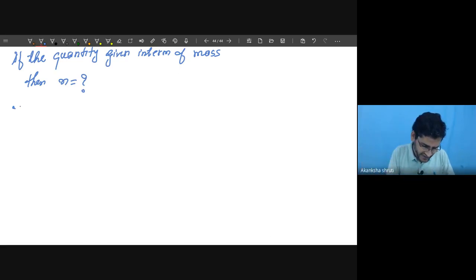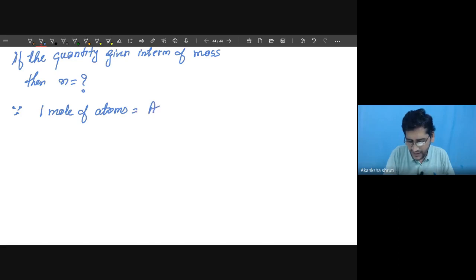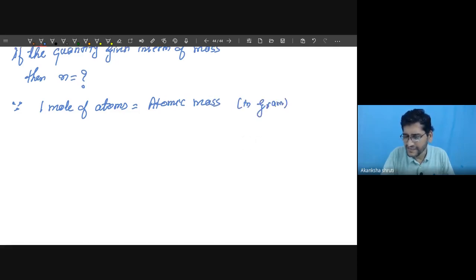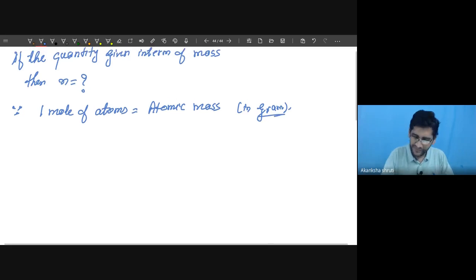So, since 1 mole of atoms is equal to their atomic mass, in gram, a student. So if the mass is given in gram, then that will represent the atomic mass of any element, and that much mass given in gram will represent 1 mole of atoms.